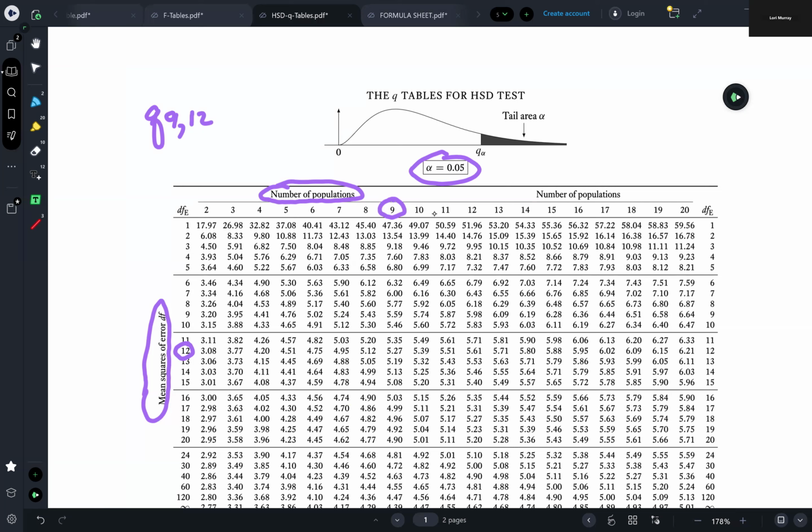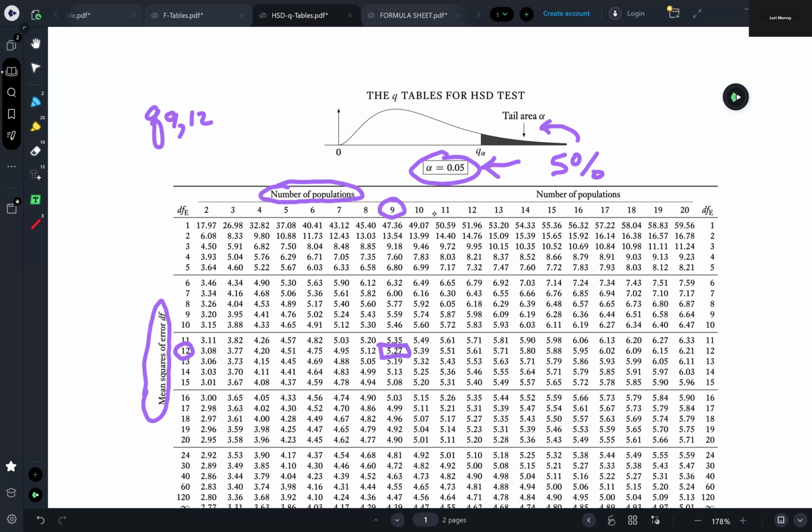And it's corresponding to an alpha threshold of 0.05 or 5%, which is the area under the curve that is the rejection region. And we get a value here. We're going to cross tabulate that to be 5.27.